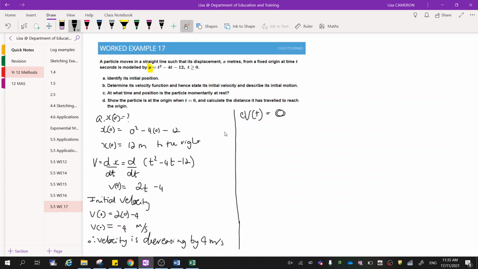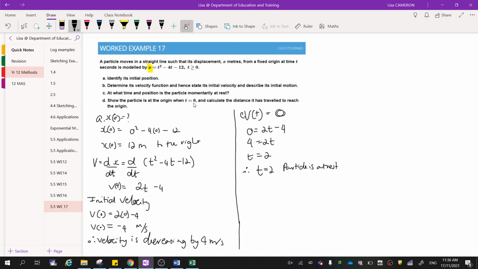So this is part c. Okay, so now I'm going to state my function. 0 is equal to 2t minus 4. Move the 4 across. Move the 2 across. And I'm left with 2. So therefore, t equals 2, particle is at rest. Now, if you're at rest, that does mean that your acceleration is also 0. Fun fact.